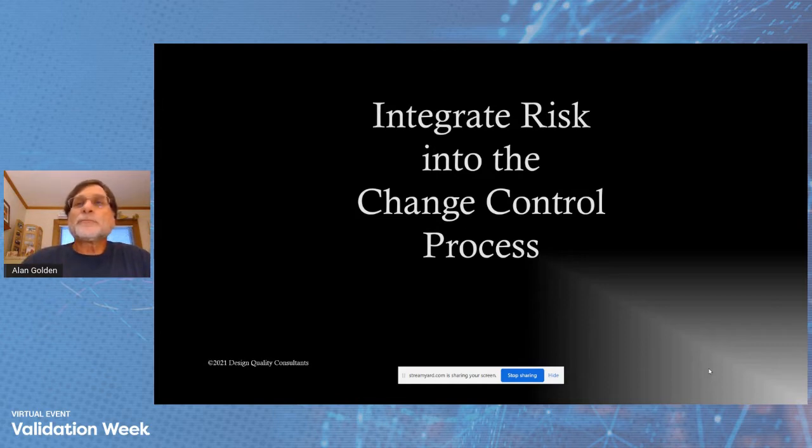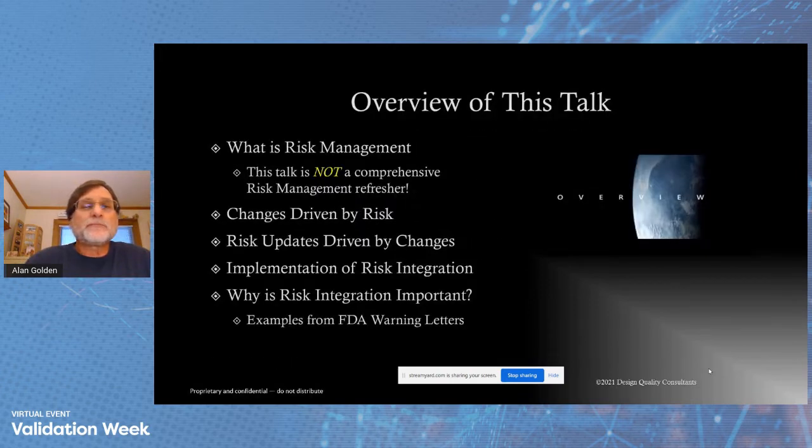The idea here is not only we talk a little bit about theory, and that's all well and good, but you're able to take something back to your shop where you can actually implement some of these things immediately if you wanted to, again, help you integrate risk into the change process.